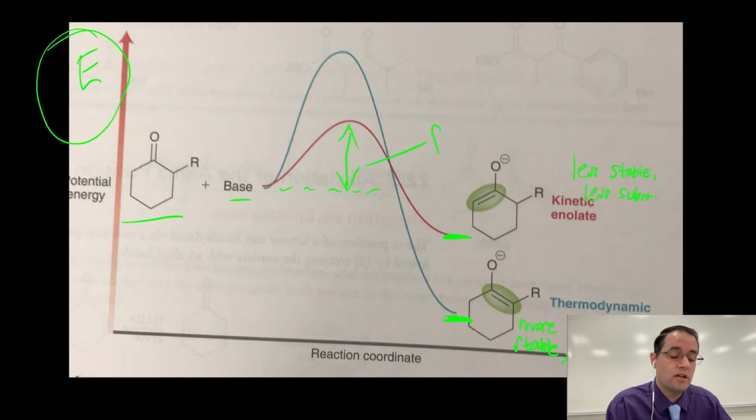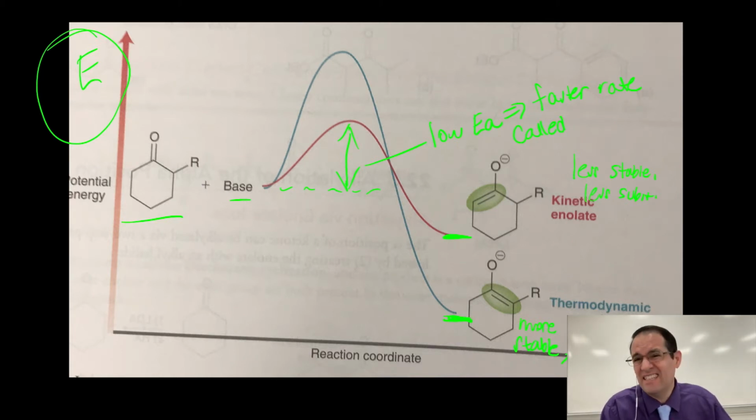So remember from chapter 6, I believe it is in our textbook, a low activation energy, okay, corresponds to a faster rate, okay? And if something forms faster, we call it the kinetic product.